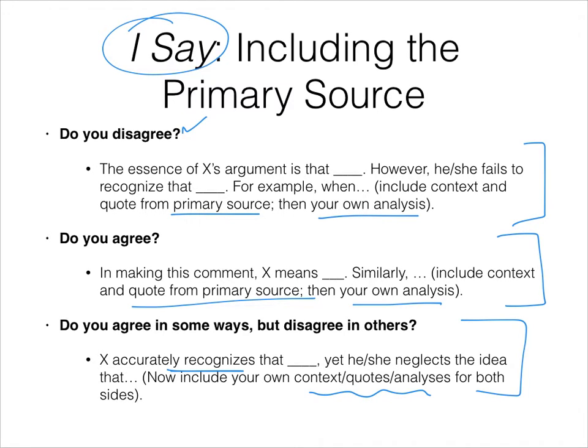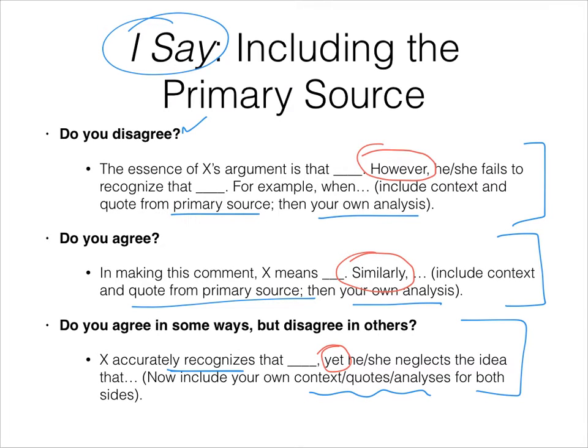Notice that these frames also make use of really good transition words. So in the disagree part, we have the "however" here, right? Showing the contrast between the two ideas. For agree, we have "similarly," which shows a comparison between the two. And then here in the third one, we're somewhere in the middle, we have that big "yet," right? That big FANBOYS word that's going to show that there's a big shift or a big difference between what I just said and what I'm about to say.